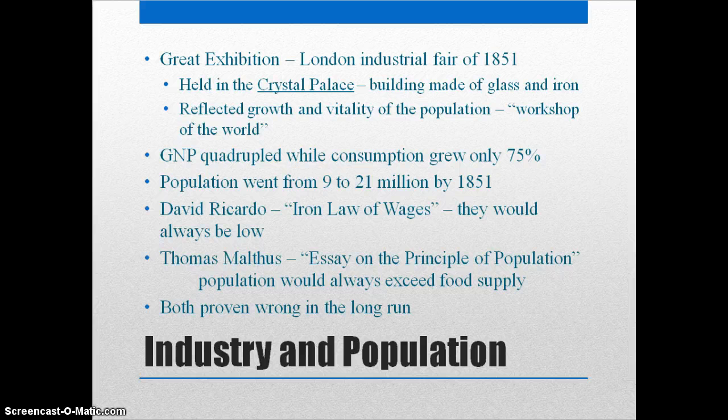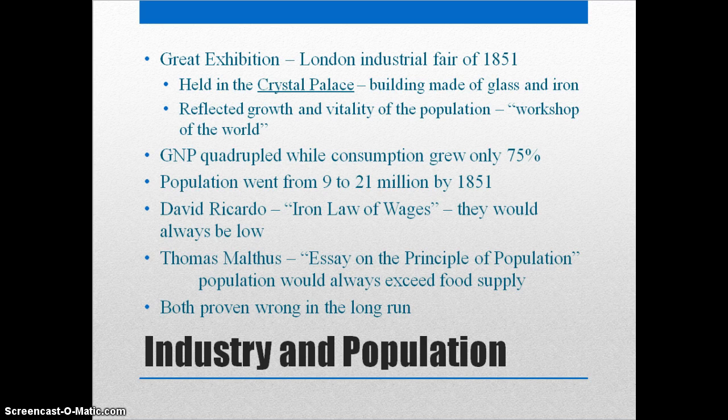The GNP, the gross national product, quadruples, multiplies by 400%. But we're still seeing some inefficiencies that are going to lag behind as consumption is only growing by 75%. Population goes from 9 to 21 million individuals. Now, this creates some theories, and two of those theorists are really kind of down on what this industrial revolution means to the general populace.